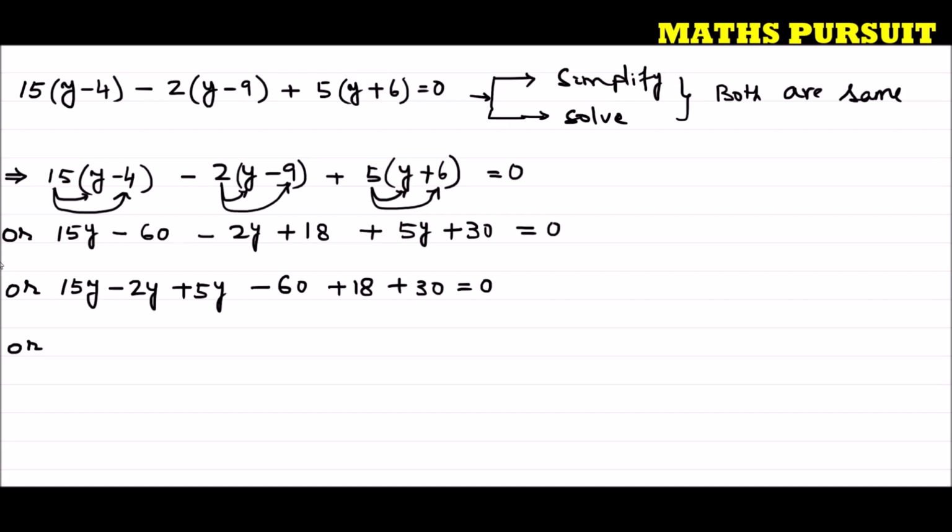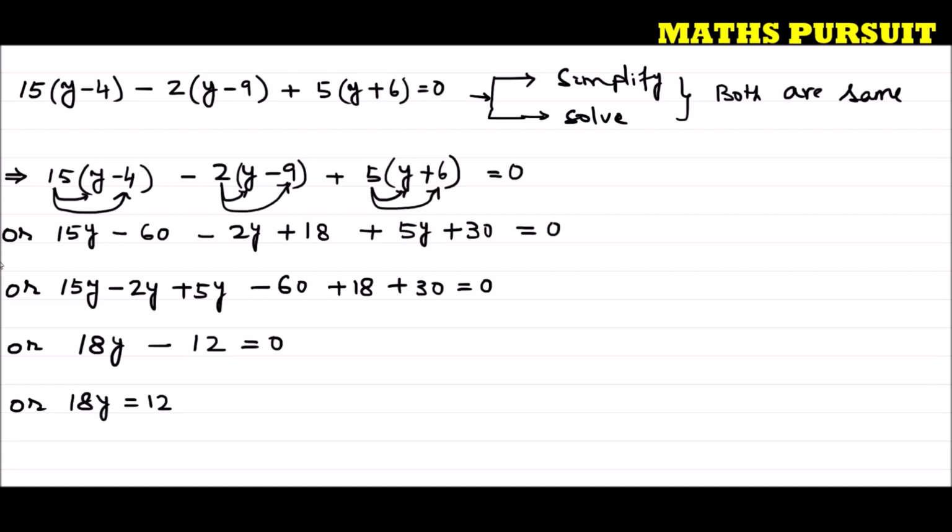Or I can write, 15y minus 2y is 13y. 13y plus 5y is 18y. 18y minus 60 plus 18. Minus 60 plus 18 is minus 42. Minus 42 plus 30 is minus 12. Minus 12 is equal to 0. Or I can write 18y is equal to 12.